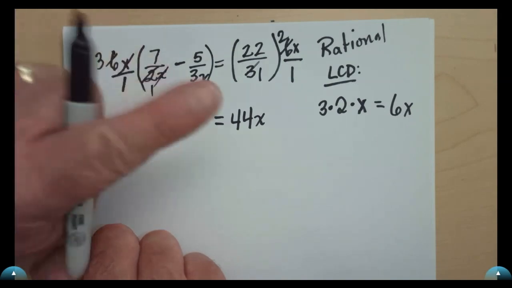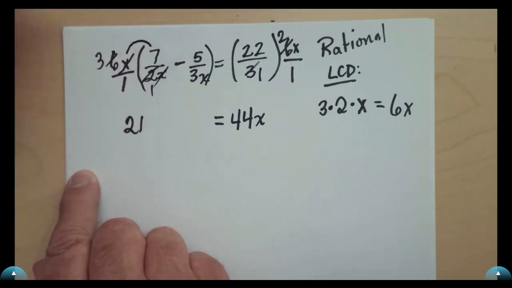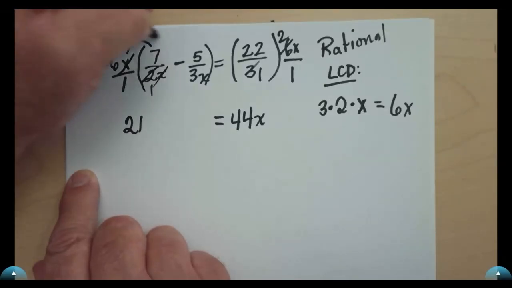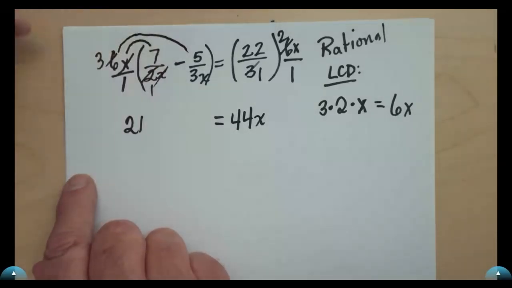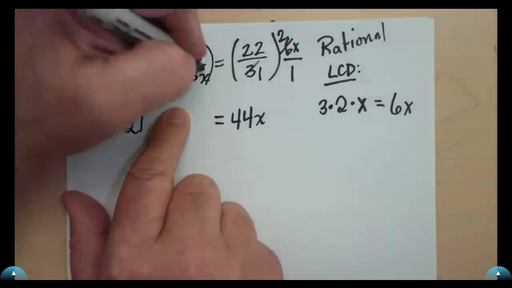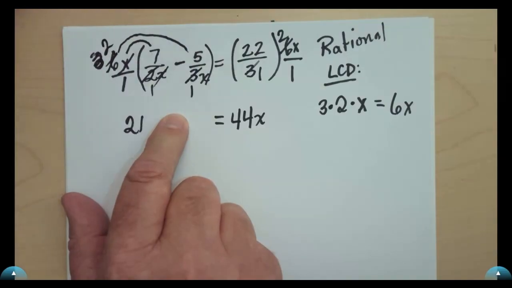Now, the only thing you got to remember is we're distributing. We just did 6x times 7 over 2x, but now we still have to do this 6x. We still have to multiply it times negative 5 over 3x. When we do that, notice we can cancel a 3 on top and bottom. 3 goes into 3 one time, 3 goes into 6 2 times, right?